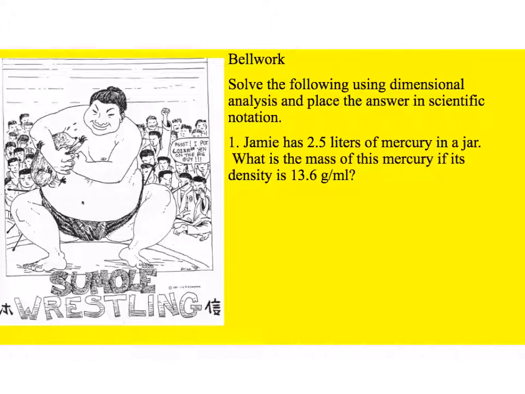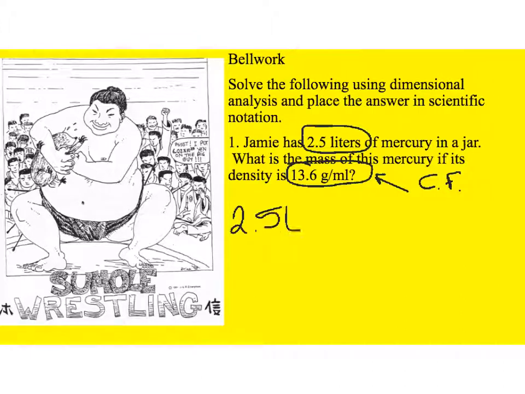So in my problem, I have 2.5 liters of mercury in a jar, and I have the density of mercury at 13.6. So the 13.6 is going to be my conversion factor in this problem. So I'm going to start out with 2.5 liters, and I'm going to set up my table here. I'm given liters, though, and my density, excuse me, is in milliliters. So I need to convert liters into milliliters first. So that's what I'm going to do. So on bottom, I'm going to say for every 1 liter, there is 1,000 milliliters.